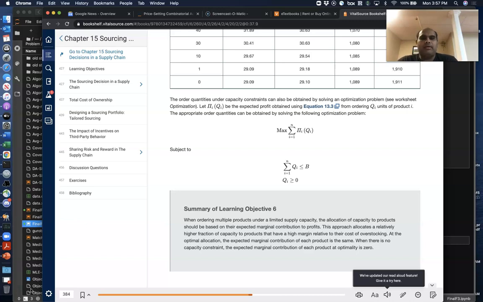We'll mostly be looking at the inventory issues and how sharing risk and reward can happen through some interesting inventory management. So this is part of chapter 15 in the textbook. There's a lot of stuff that's covered in chapter 15. We will only be doing the sharing risk and reward in the supply chain portion.